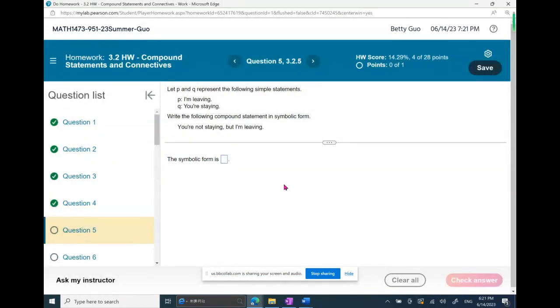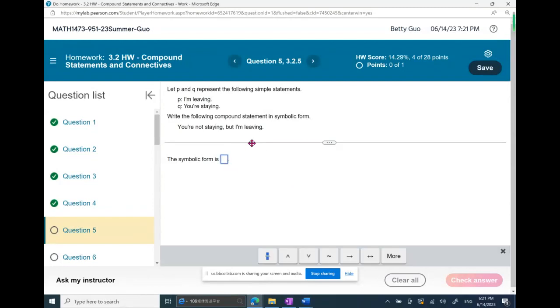Number 5. P is the statement that I am leaving. Q is the statement that you are staying. Write the following compound statement in symbolic form: you are not staying, but I'm leaving. Okay. So when you see but, and, yet, or nevertheless, those mean conjunction. And conjunction connects two components.